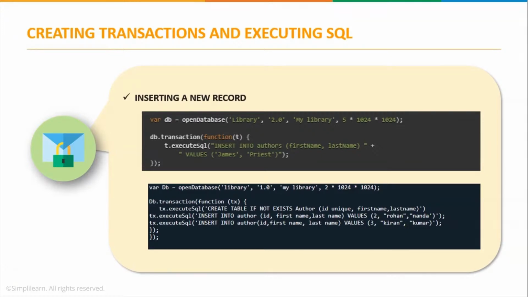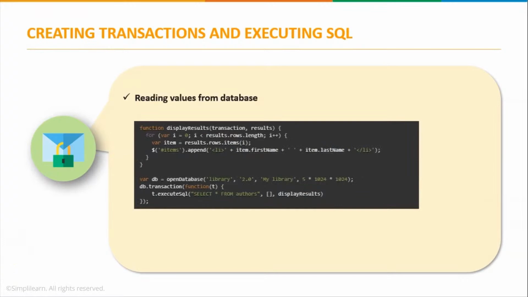Now consider the below example, which is the same. I'm just inserting some more values into our table. For that, I'm using another execute SQL method using the tx function, which is an attribute to the method that we have used in our function. So tx.execute SQL, insert into author. Now I'm adding another column ID, which is unique. So first name and last name, values as I'm taking ID as 2, Rohan, Nanda. Similarly, I'm taking another record, that is 3, Kiran and Kumar. So in this way, you can use the insert statement to add new records into our table in WebSQL.